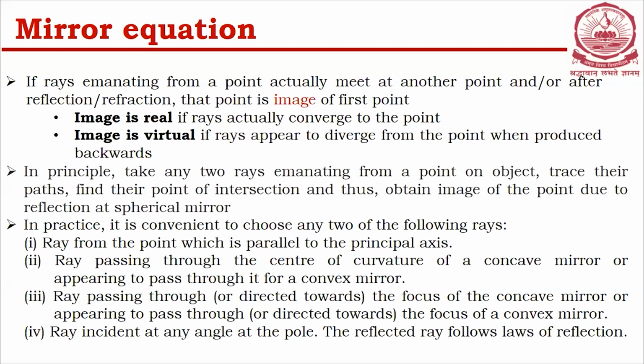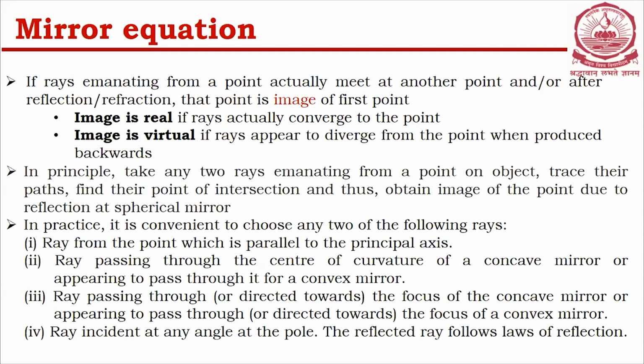So how do we locate whether it is a real image or a virtual image? Take any two rays starting from a point on the object, trace their paths and find the point of intersection, and finally you will get the image of the point due to reflection at a spherical mirror. We are going to see a schematic of that.